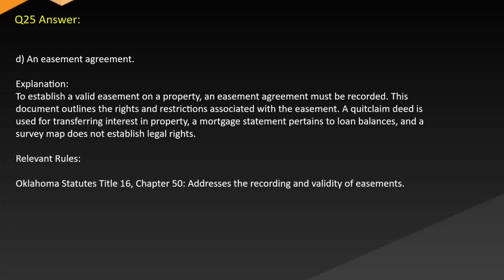Answer: D. An easement agreement. Explanation: to establish a valid easement on a property, an easement agreement must be recorded. This document outlines the rights and restrictions associated with the easement. A quitclaim deed is used for transferring interest in property, a mortgage statement pertains to loan balances, and a survey map does not establish legal rights. Relevant rules. Oklahoma Statutes Title 16, Chapter 50 addresses the recording and validity of easements.